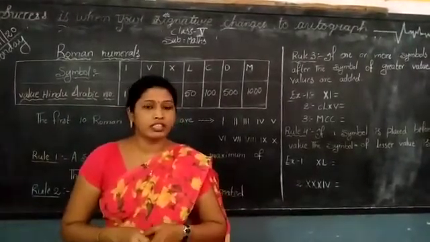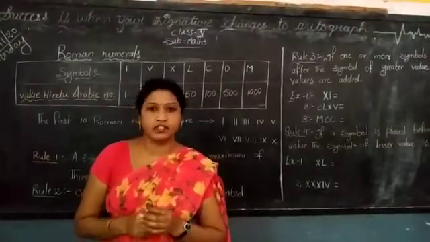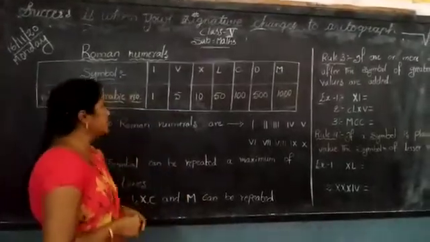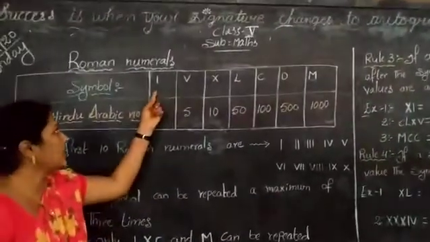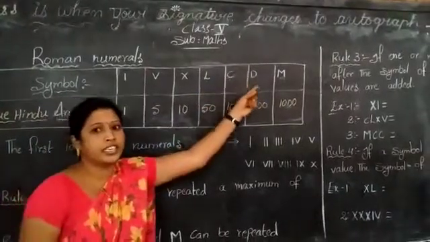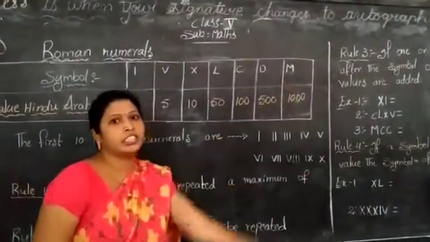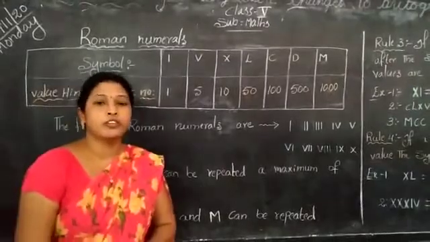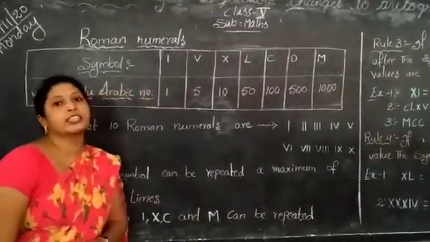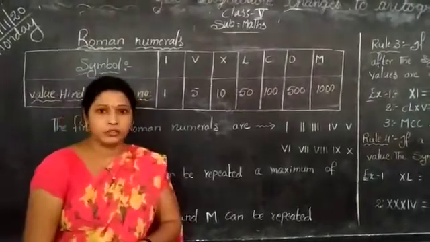What are the symbols? 7 letters. So, what are the 7 letters? These 7 letters: I, V, X, L, C, D and M. These 7 letters are used to indicate their numbers. So, these letters are signified with values.